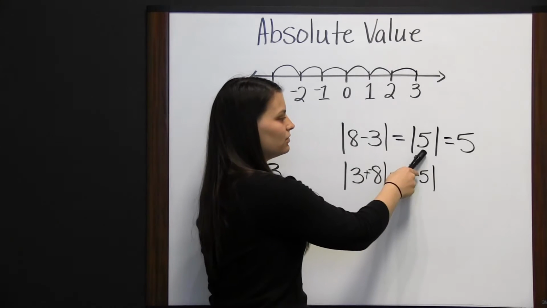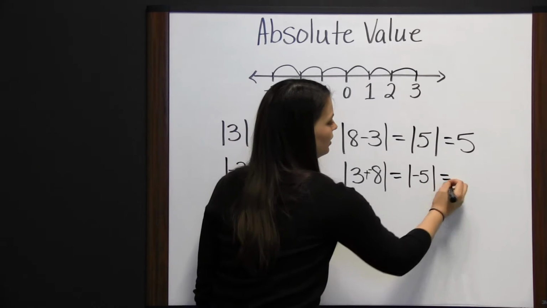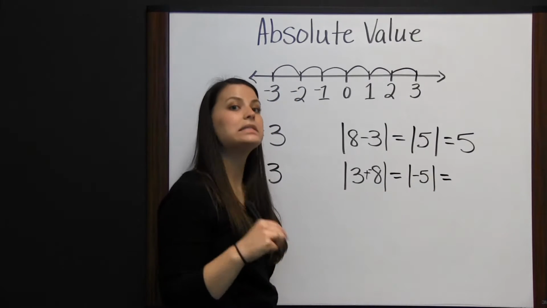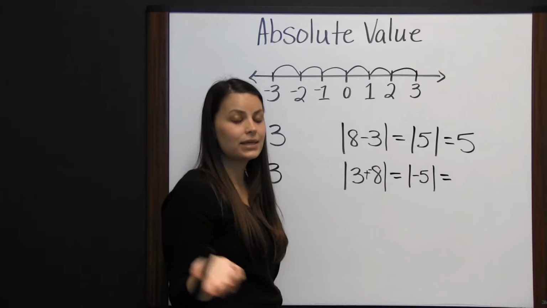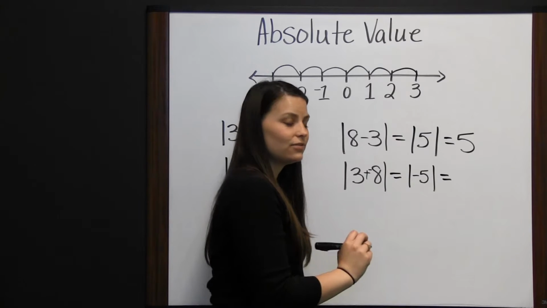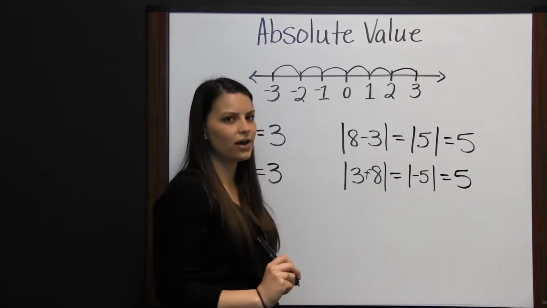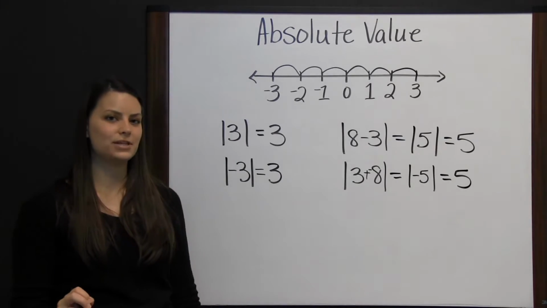So the absolute value of 5 and negative 5 is the same because, again, absolute value is the distance from 0, and distance can never be negative. So the absolute value of negative 5 is also 5, since negative 5 is 5 places from 0.